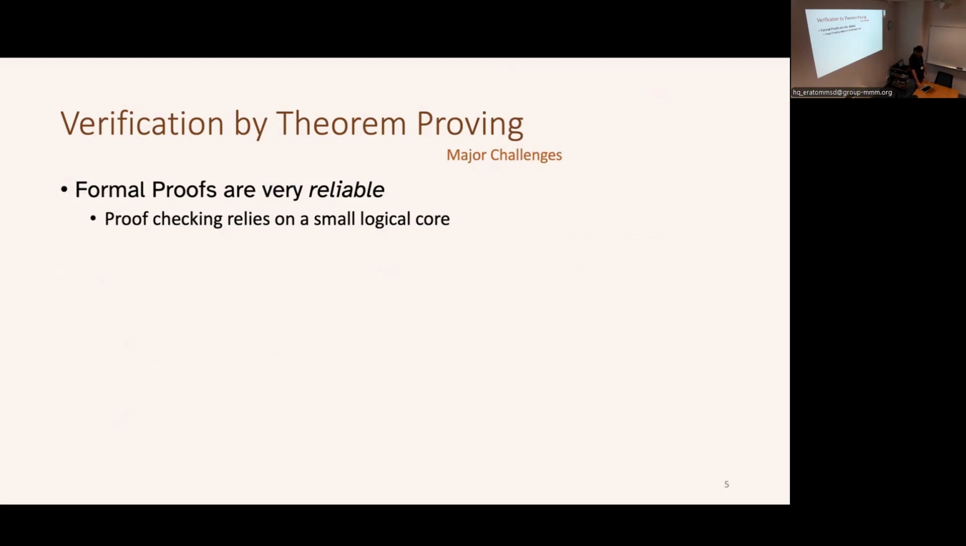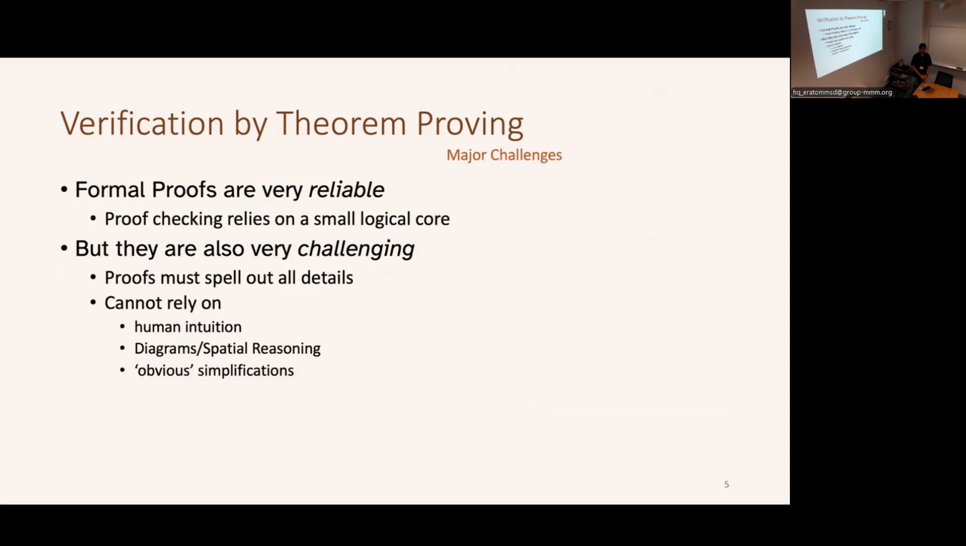So this framework makes a very reliable style of proofs because ultimately the proof checking relies on a very small logical core. But this also means that doing this is very challenging because the proofs have to be spelled out in all the gory details. And in normal proofs, we rely on human intuition, such as drawing a diagram, or when we realize that certain kind of patterns emerge in the proofs, we are able to understand how to simplify them or generalize parts of these proofs. But this style of reasoning is not available most of the time in a theorem prover.